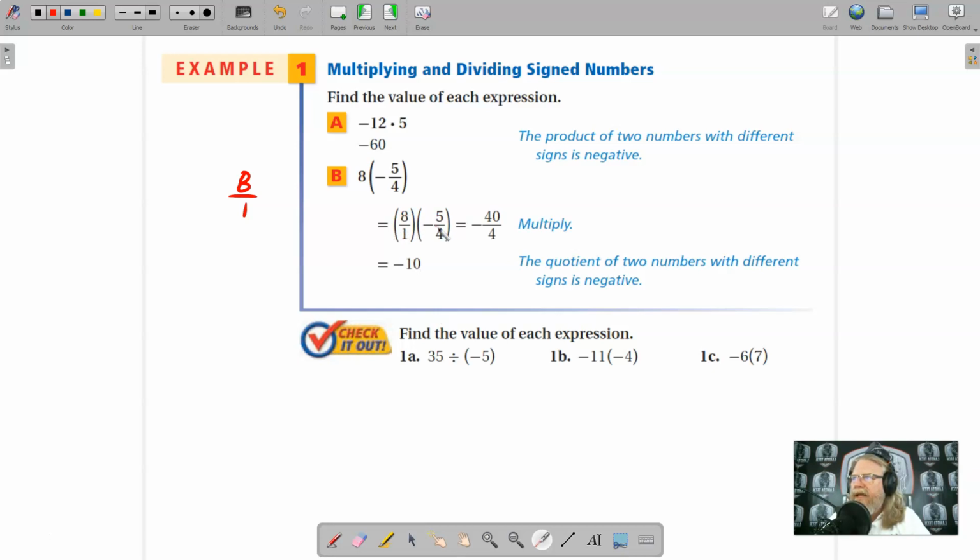So positive times negative is negative, so we see the negative sign. And 8 times 5 is 40. 1 times 4 is 4. 40 divided by 4 is 10, and it still remains negative.